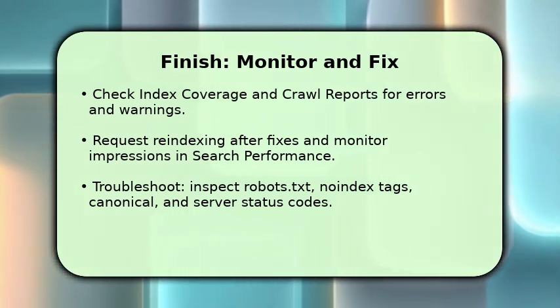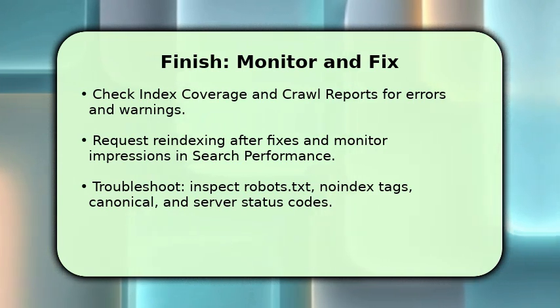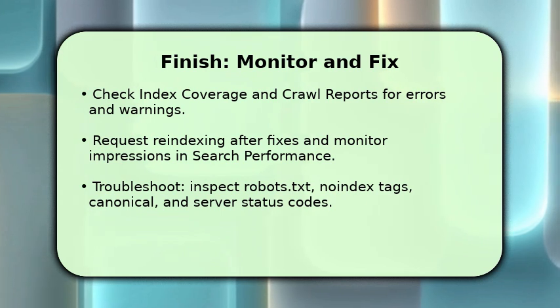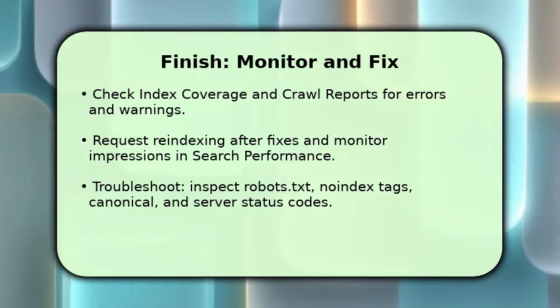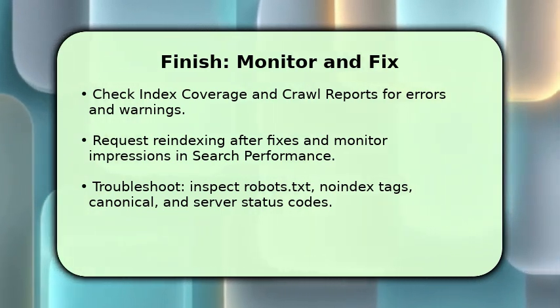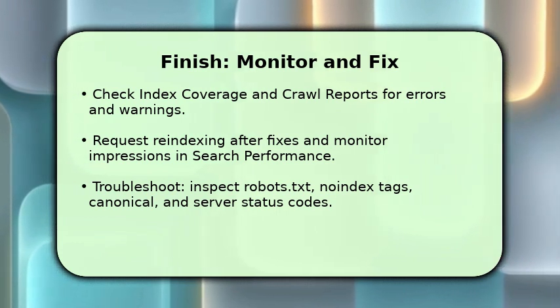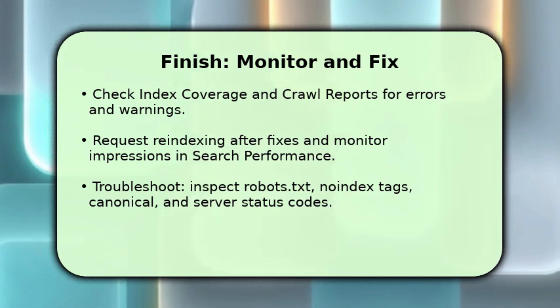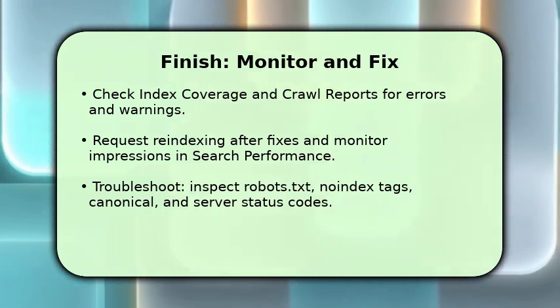When you spot errors, fix them. Correct 4xx/5xx responses, remove accidental noindex tags, and ensure canonical URLs point correctly. After fixes, request reindexing for affected pages and monitor impressions and clicks. Changes often take a few days. If things still fail, check robots.txt rules and server logs.